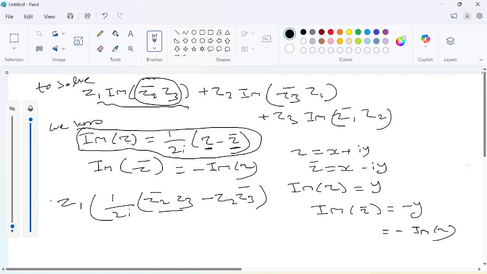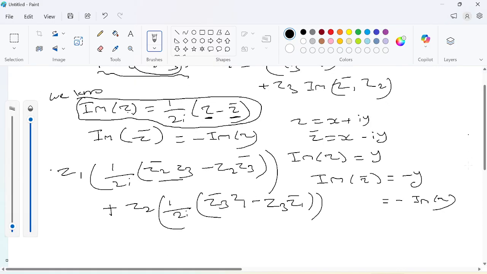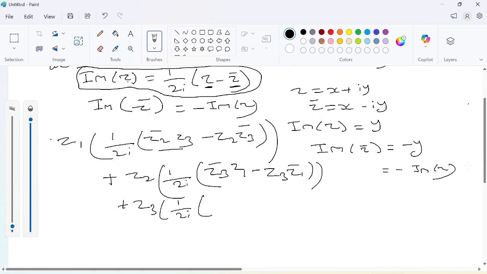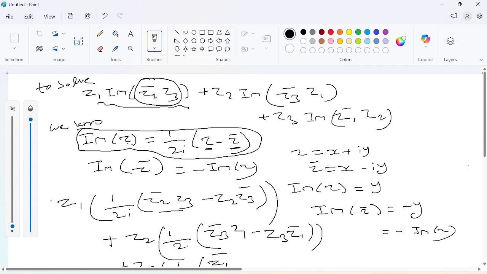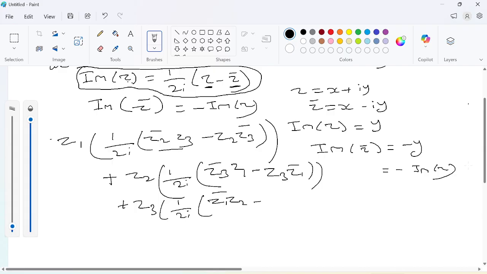Now, plus Z2 into, again it is 1 by 2i into Z3 bar Z1 minus Z3 Z1 bar. Okay. Plus Z3 into 1 by 2i into Z1 bar Z2 minus Z1 Z2 bar.